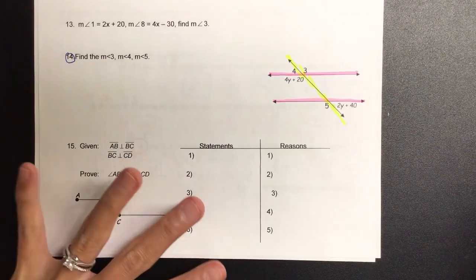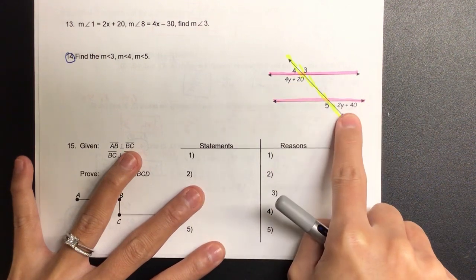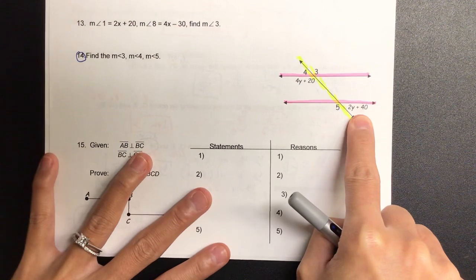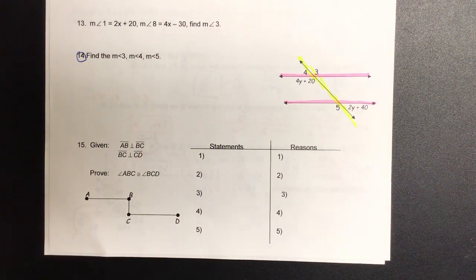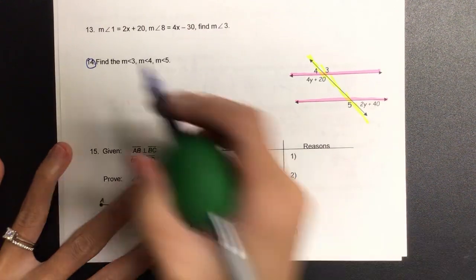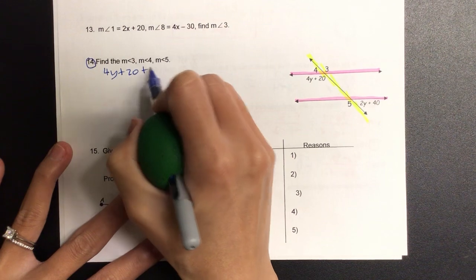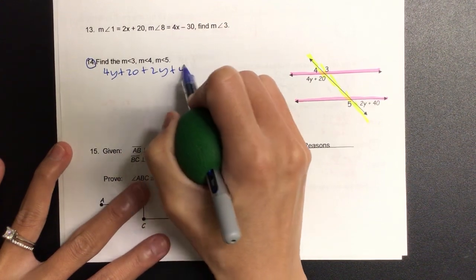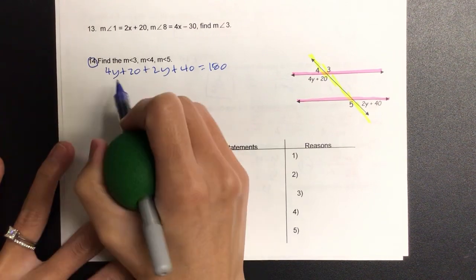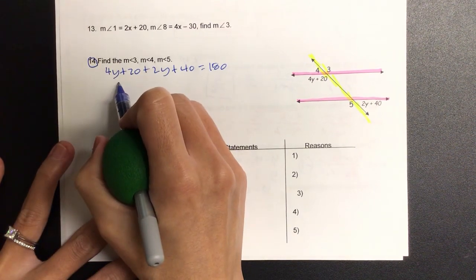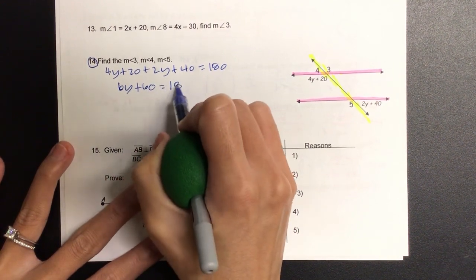So let's kind of think about our logic. Here I have an obtuse. Here I have an acute. Can I equate them to each other? No. If two lines are parallel, obtuse plus acute must be how many? 180. So we have 4y plus 20 plus 2y plus 40 must be 180. And then we want to combine like terms. 6y plus 60 must be 180.